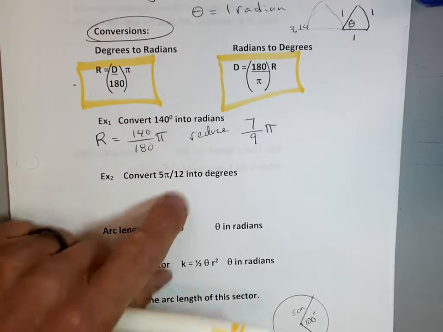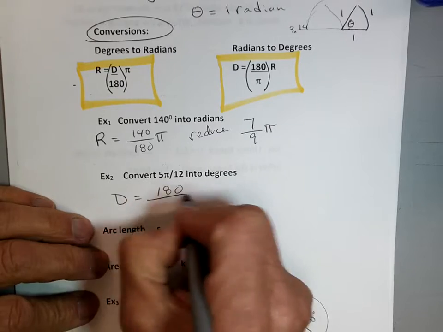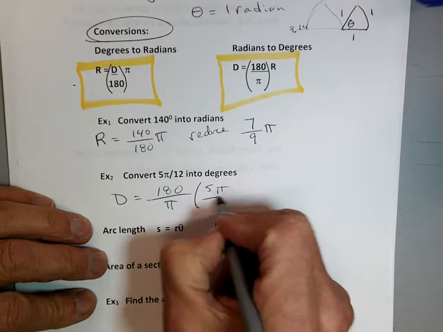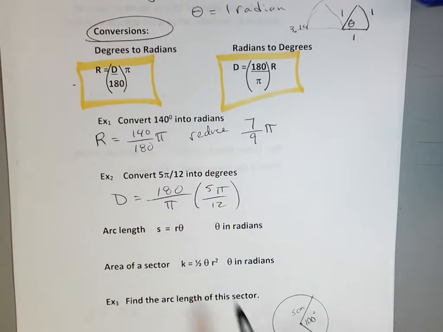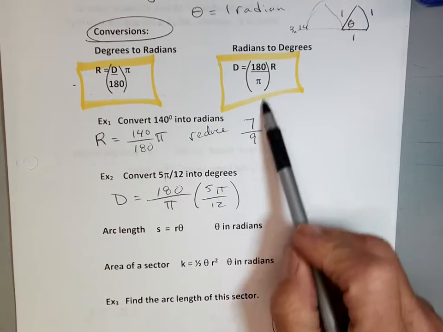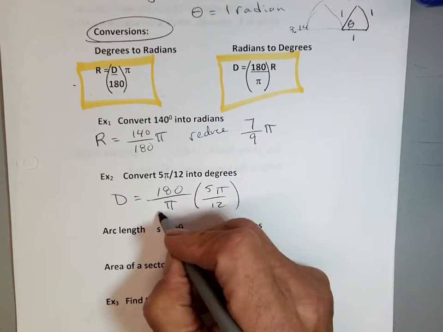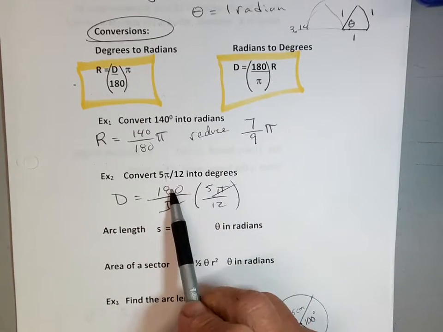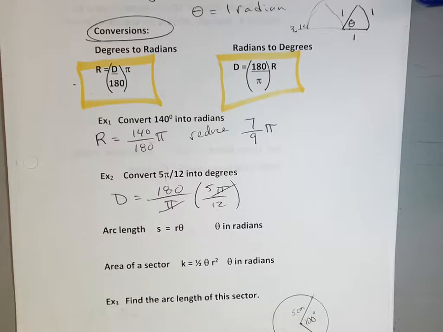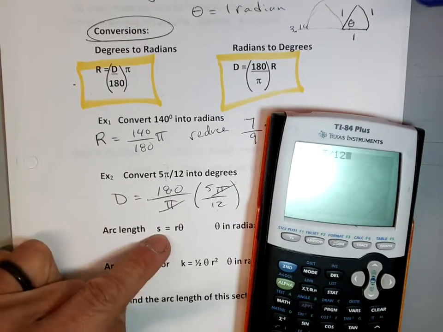We're just going to take degrees equal to 180 over pi times my 5 pi over 12. All I did is put my radian in for the r into the formula. So 180 over pi times my radian. Let's cancel the pi's, and we'll just go 5 times 180 divided by 12. That's all I'm going to do. I go 180 times 5 divided by 12, and I get an answer of about 75.